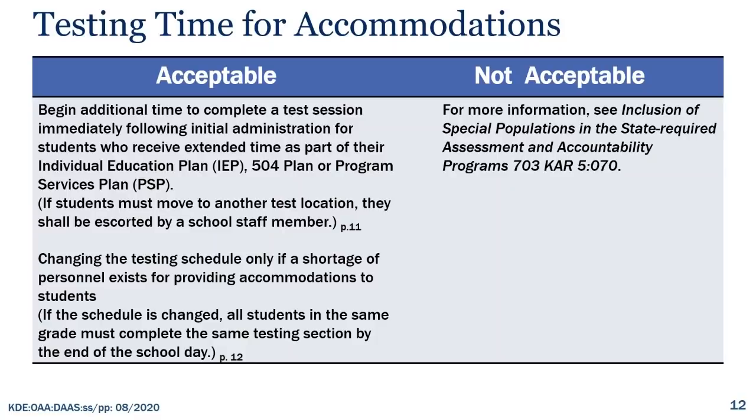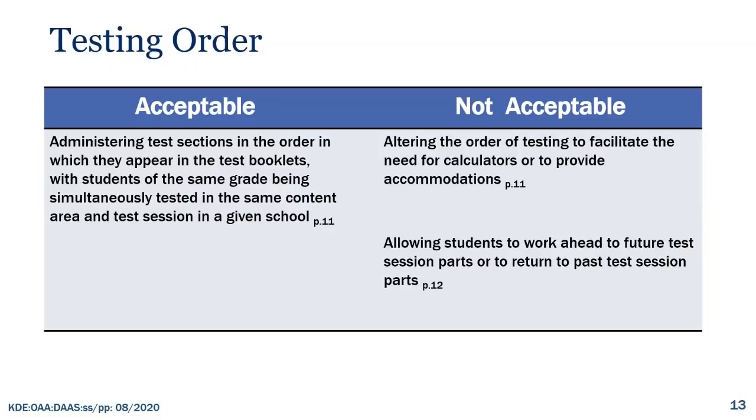Assistive technology, where appropriate, should be considered for use during instruction so that it may be available for use during testing. The use of assistive technology lowers the number of humans needed to provide accommodations. However, if a shortage of personnel occurs, the test schedule can be altered to meet student needs. Changing the testing schedule due to a shortage of personnel for providing accommodations does not mean changing the order of the test. All elementary schedules within the district can be different.